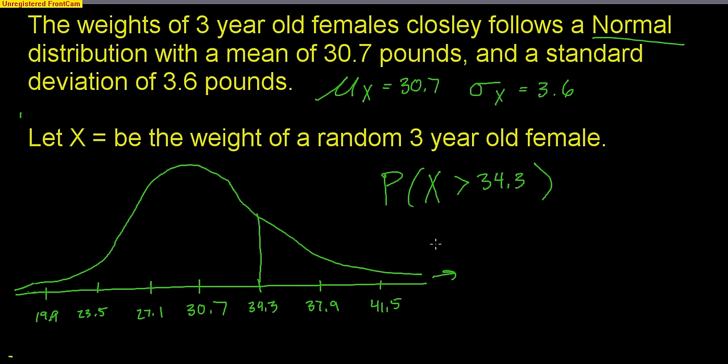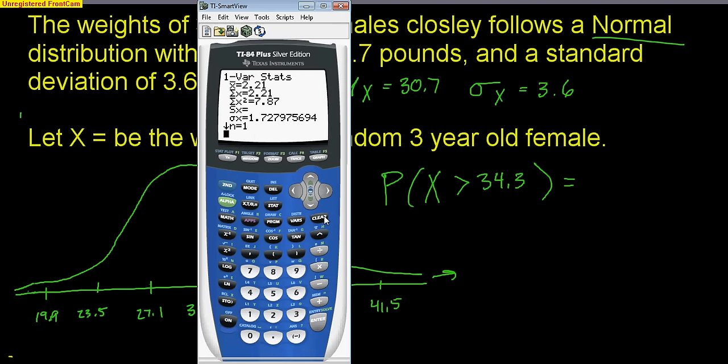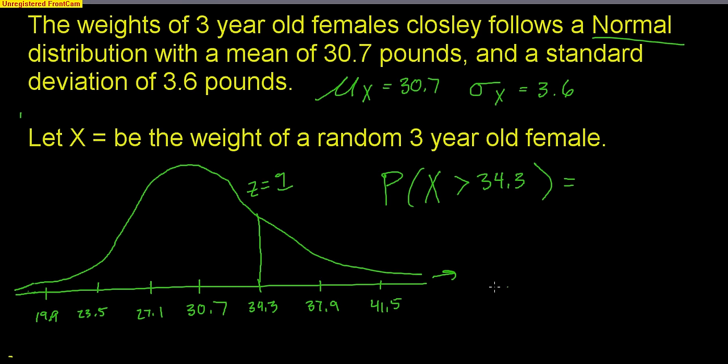Well, I know 34.3 pounds is a z-score of exactly 1, 1 standard deviation above the mean. So how could I answer this question? Well, guess what, guys? It's our good old friend, the normal CDF. So I'm going to go to 2nd VARS, grab normalcdf, and I'm trying to find the probability that a random girl weighs more than 34.3 pounds, which is a z-score of 1. So I'm going to go from there to 99. That's acting like my infinity, and I get 15.87%. So 15.87% would be the probability that a 3-year-old girl weighs over 34.3 pounds.